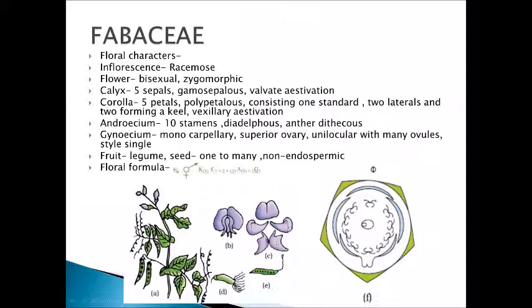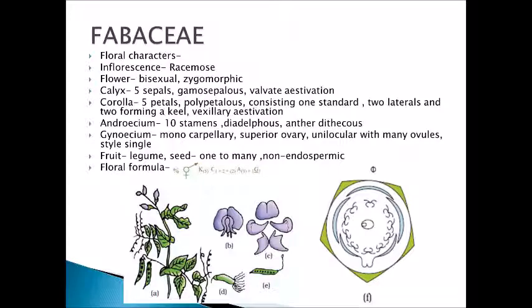Corolla, 5 petals, polypetalous. Here, consisting of 1 standard, 2 laterals and 2 forming a keel. Now here you can see C for corolla. Now all the petals are not the same. That is why here 1 standard plus 2 laterals plus keel. Keel, these 2 small petals, you can see here. These 2 small petals are fused, so they are put into the bracket.